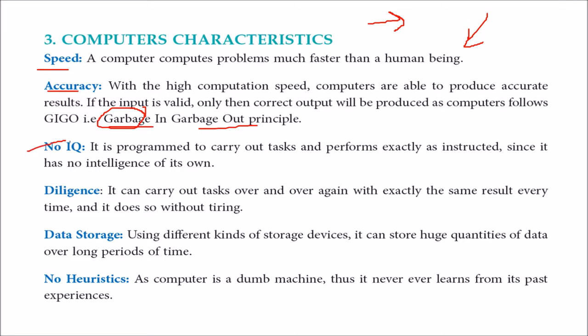No IQ. Please understand, if the instructions are not given properly, the computer has no IQ. Whatever you give, it will run exactly like that. Diligence. The same task can be done over and over again without the computer even tiring. This is a characteristic of a computer. Data storage. It can store a huge amount of data and information for a long period of time, till the time that storage is working. No heuristic. We have known that the computer is a dumb machine, meaning a machine with no brains. A human being can learn from the past, but a computer or machine has no heuristics.